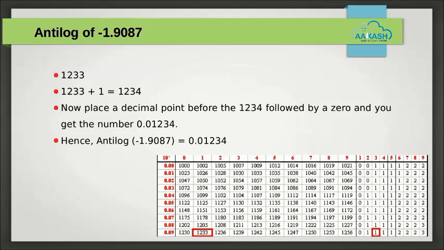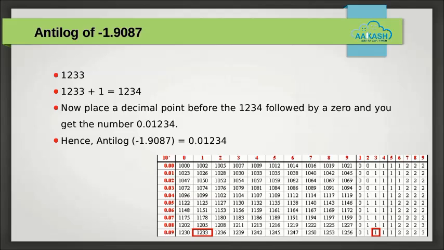Find the number 0.09 in the first column of the table and move to the row of 0.09 and stop at the column number 1, as 1 is the next digit after 0.09 in the given number. Make a note of this value obtained at the intersection of row number 0.09 and column number 1.